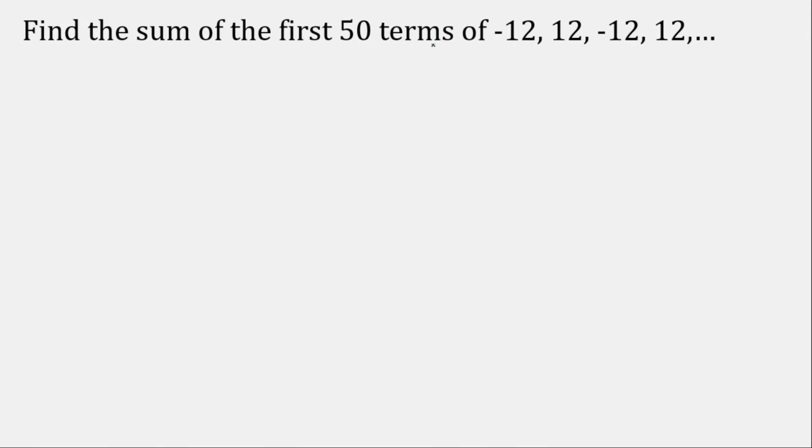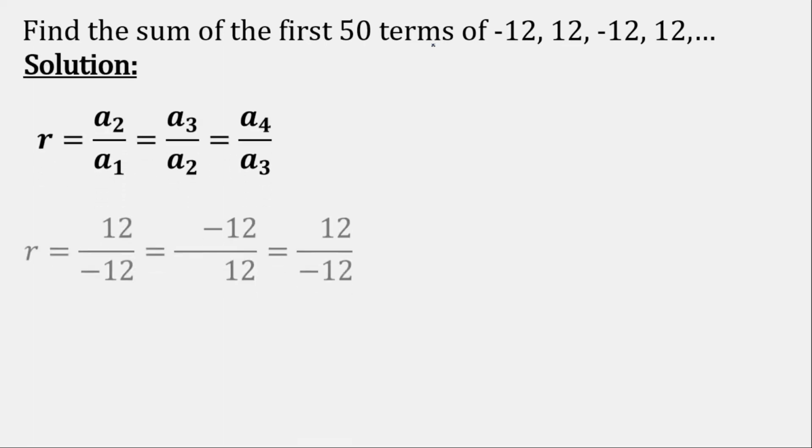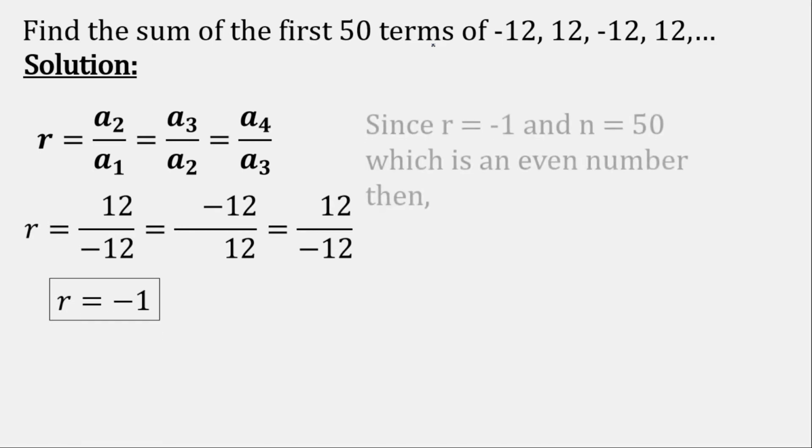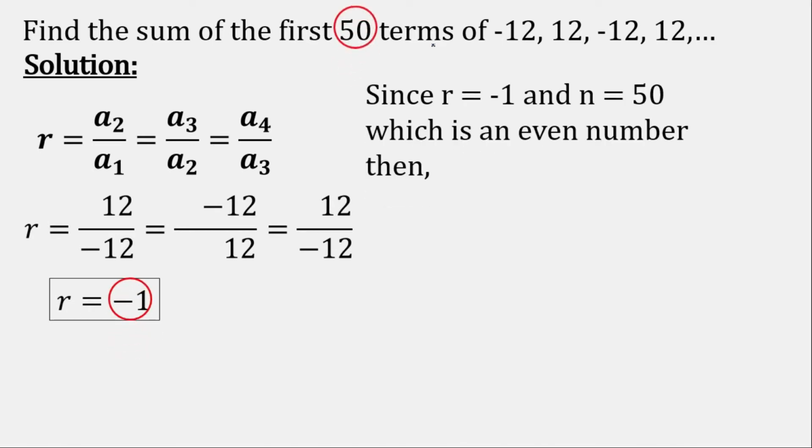On the next example, find the sum of the first 50 terms of negative 12, 12, negative 12, 12, and so on. So we can say that the common ratio is negative 1. Now, since the number of terms is 50, an even number, this will cancel out all the numbers. Therefore, we get a value of 0 for the sum of the first 50 terms.